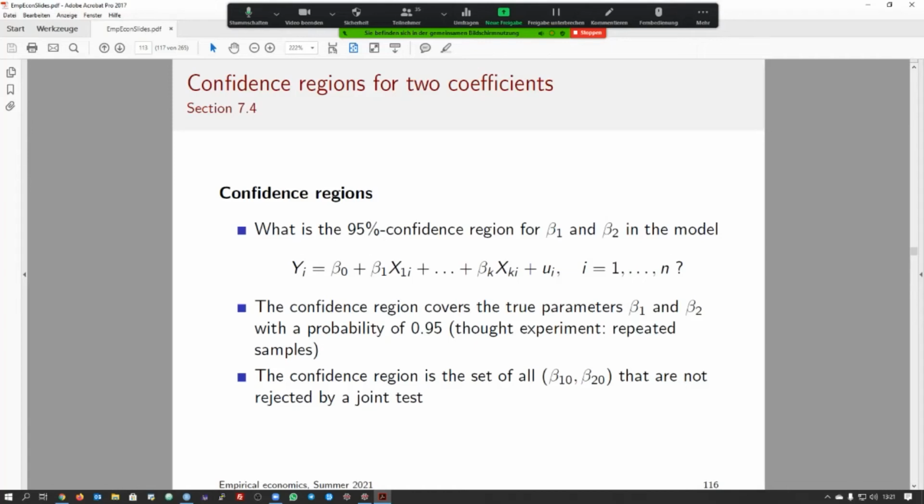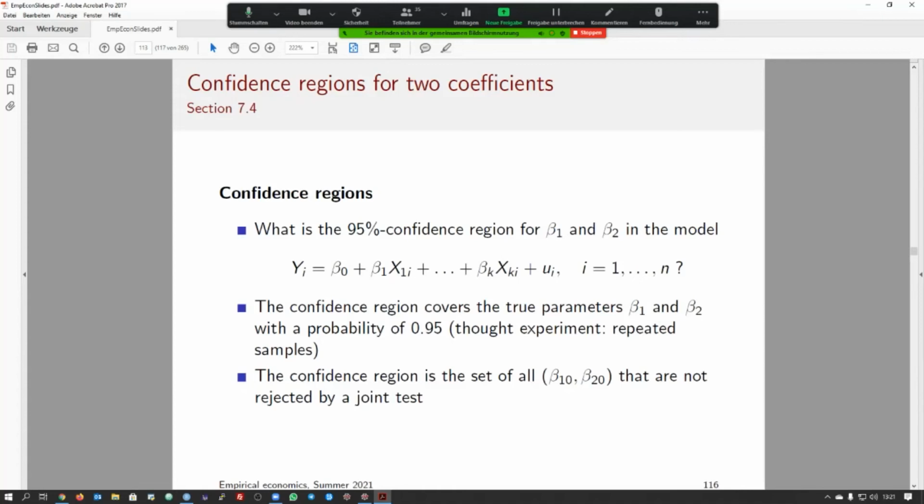And as the confidence interval covered the true parameters, or a single true parameter beta i, with a 95% probability through random sampling, our confidence region now should cover the parameters beta 1 and beta 2 also with 95% probability through random sampling. So if we draw another set of schools and rerun all the regressions, then of course we get a different set of estimates. And we do that very often, and our confidence region now can be interpreted in a way that if we did that very often, then the region we compute as a confidence region should cover the true parameters with a 95% probability.